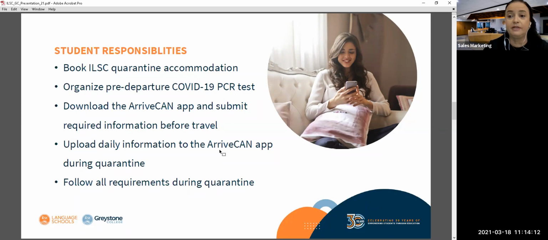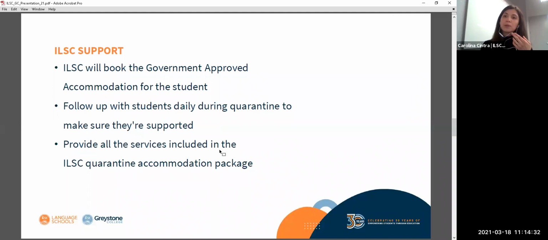And this is very important because every student that is going to LSE or Grayson College, we need to know they are traveling. We need to be able to organize their quarantine package either through our own package or a third party provider, as Carolina mentioned, okay? Exactly. It's very important that we know that they are coming so we can provide the correct report to the government. Okay. And then moving a little bit on how ILSC can support you and your students.